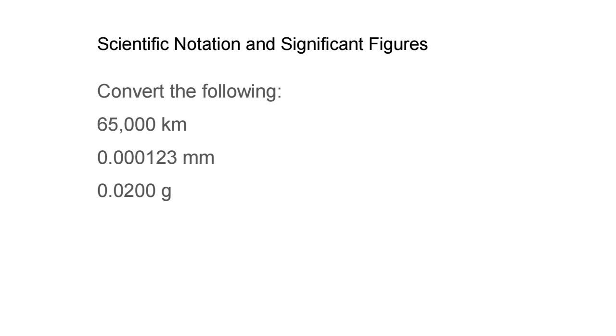So let's practice converting a few very big and very small numbers into scientific notation. And we're going to really try to keep track of the significant figures. Let's start with 65,000 kilometers.